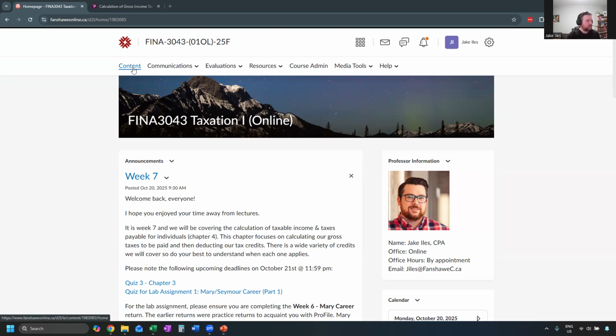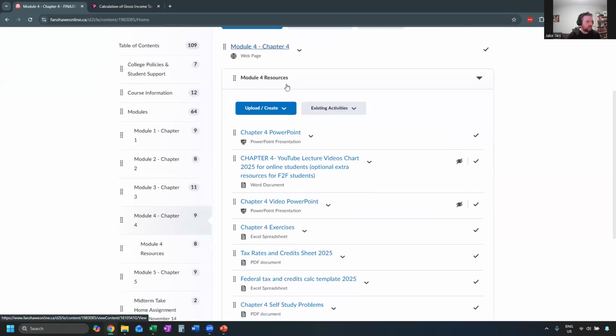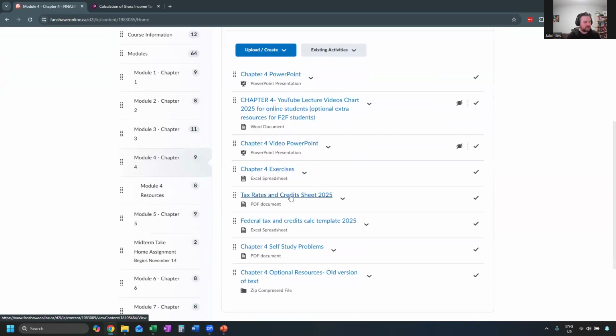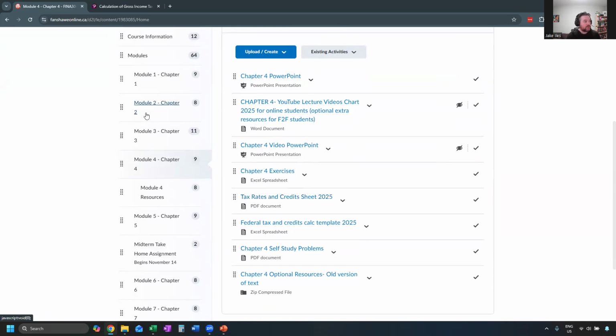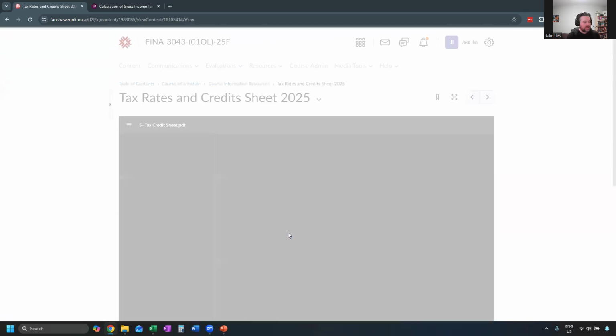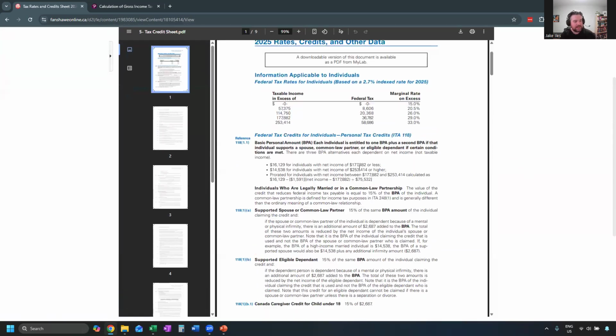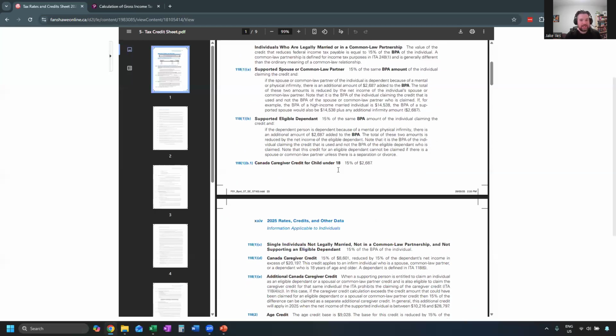So, I wanted to remind everyone that if you go to the content section in Module 4, there's a document here, tax rates and credit sheets. There's also, if you go to course information, another copy up there as well. This page comes from the textbook, and it's basically a summary of all the credits that are available.